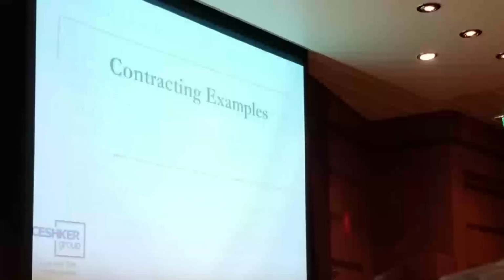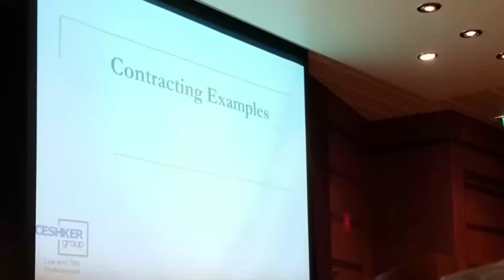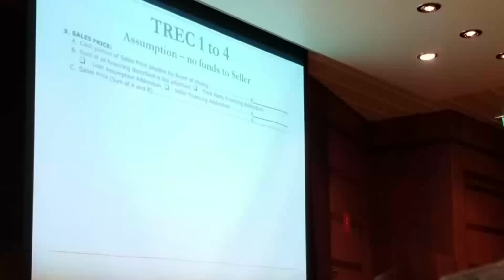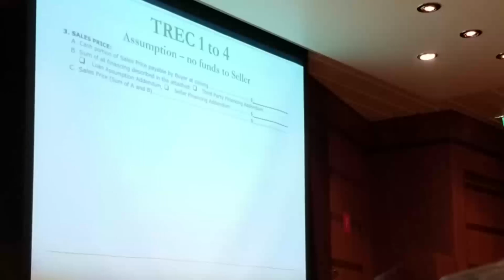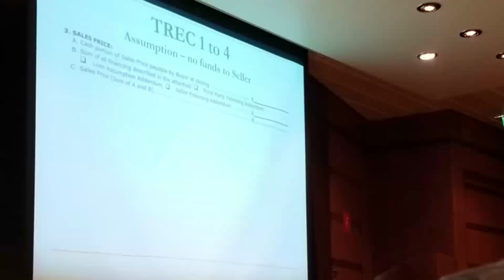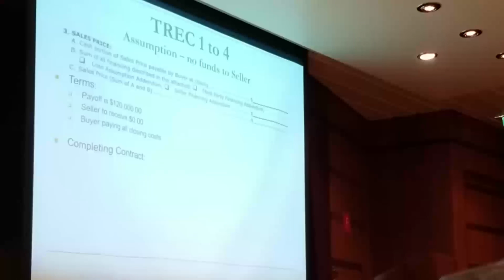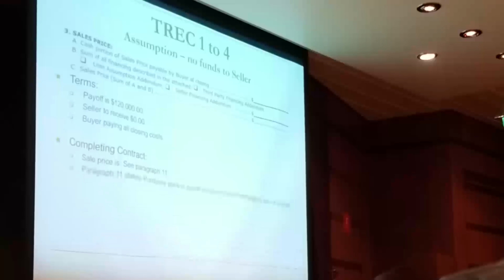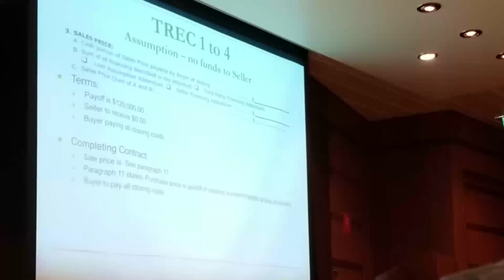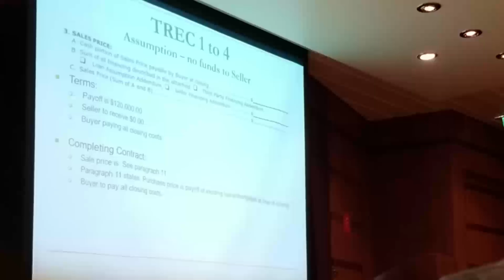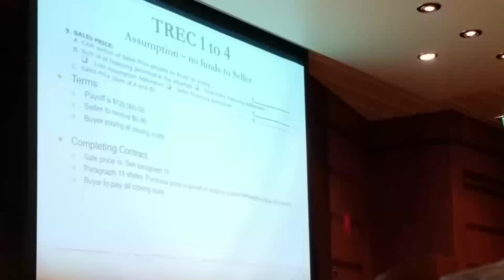Okay. So here's where I was saying we could take a break if you wanted to, but we're going to go through some contract examples. We've kind of already talked about it, so this may be a little bit moot now, but this is an assumption of no funds to seller. So you've got $120,000, seller to receive 0, buyer paying all closing costs. On completing the contract, we're going to do, like we said, see paragraph 11, purchase price is payoff, buyer to pay all closing costs.